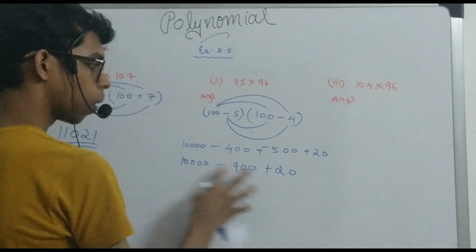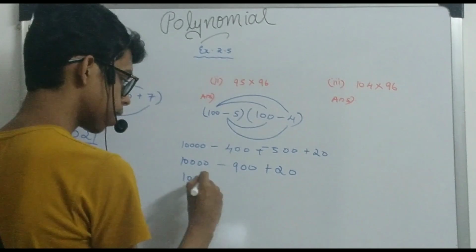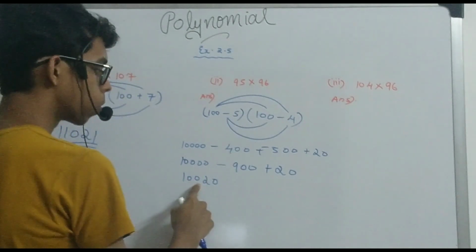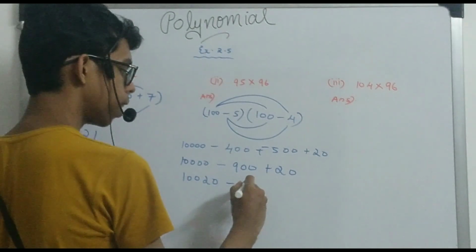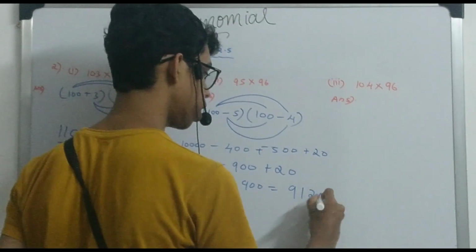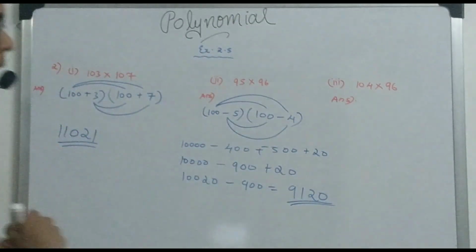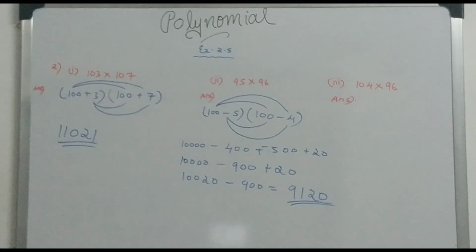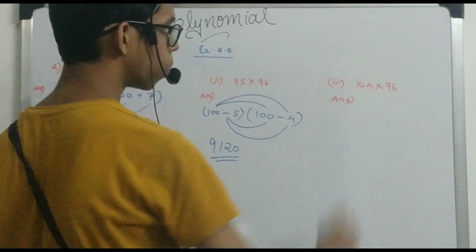Okay, so 10,000 plus 20, it is 10020 minus 900. Okay, this is 9120. Okay, so 9120, this is your final answer. Okay, so now let's see the third one.